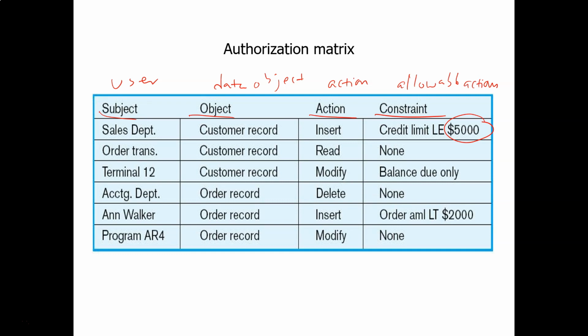The last one here shows that program AR4, so that's referring to an application program, will be able to modify the order record in the order table in the database, and there are no restrictions. So basically, the program will be able to modify any record in the table. This line shows that Ann Walker, who is a user of the database, is allowed to insert into the order record, but this person is only allowed to insert orders that are less than $2,000. So that's an example of the authorization matrix.